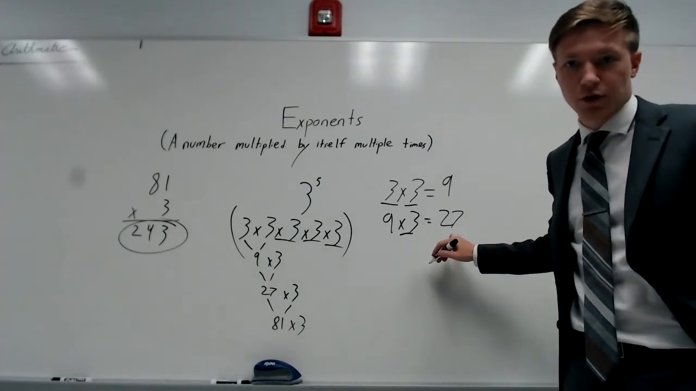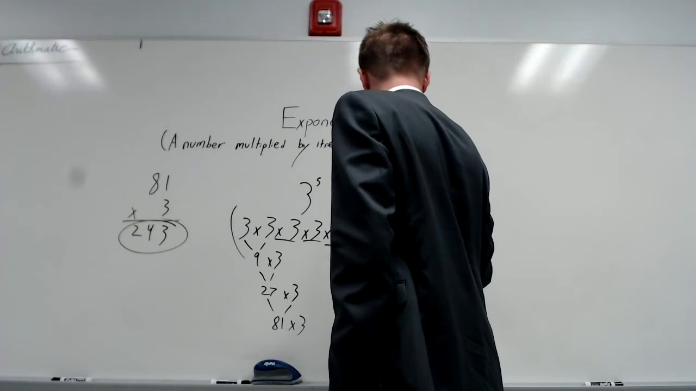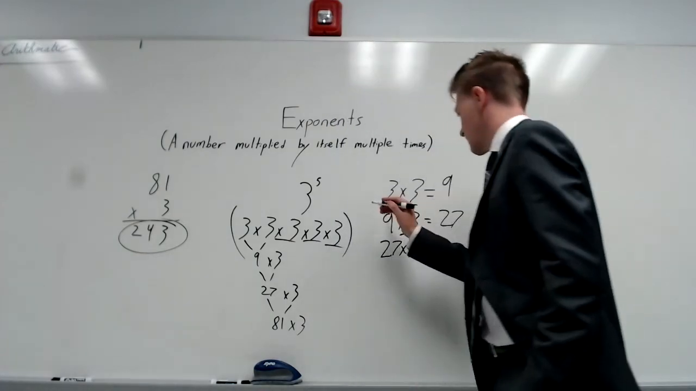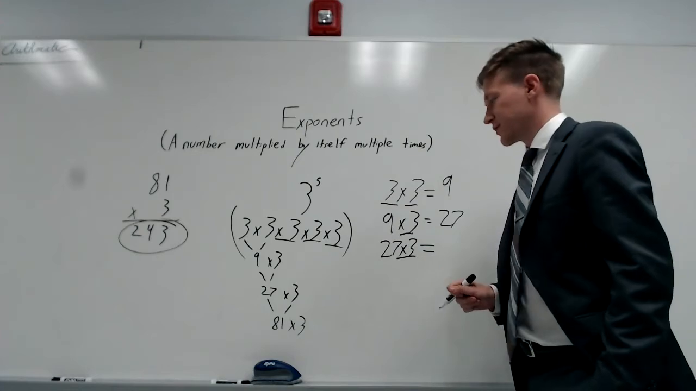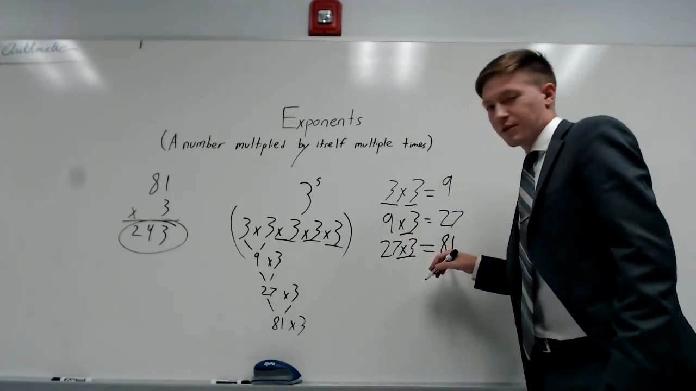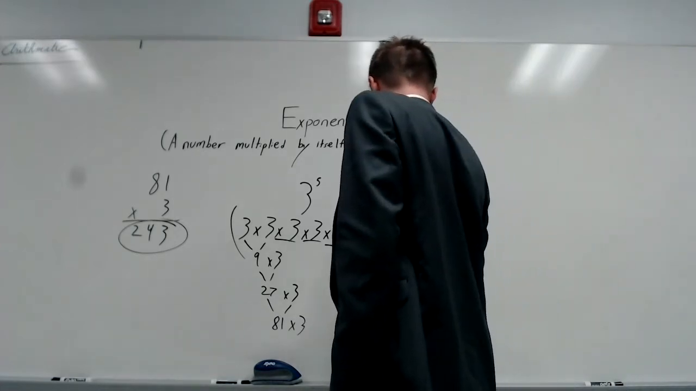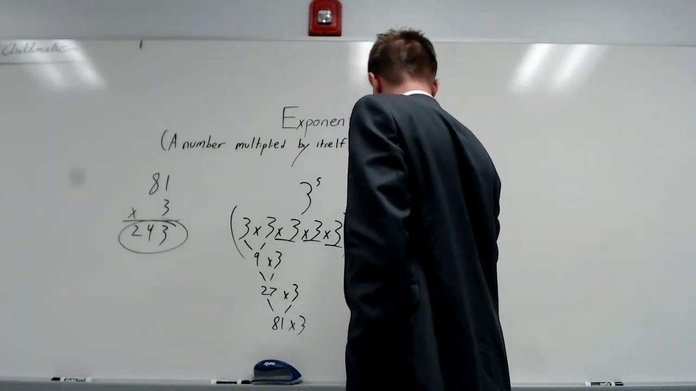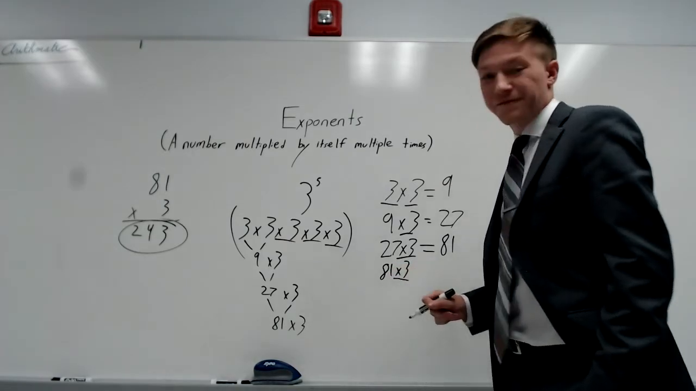Same process. The total comes over. 27 times 3, well, now I've used what? 4 3s. Perfect. So we've already done the math here. We know that this is 81. Next thing I'm going to do is I'm going to take the total, just like before. I'm going to multiply it by 3. This is my 5th 3.